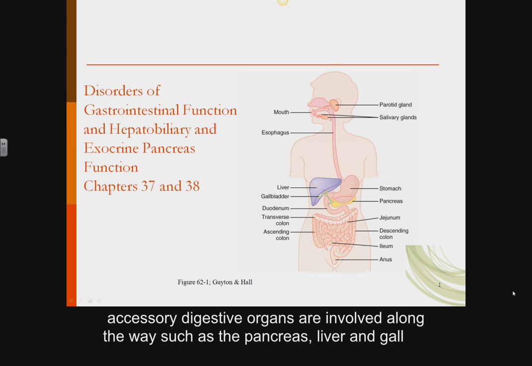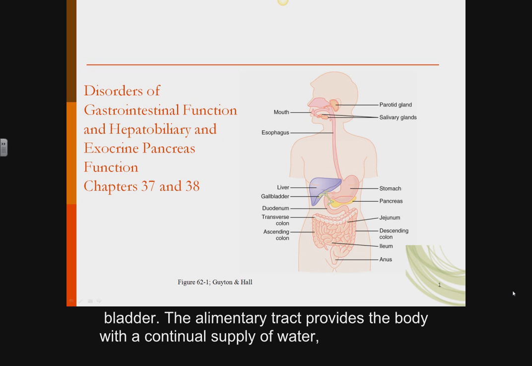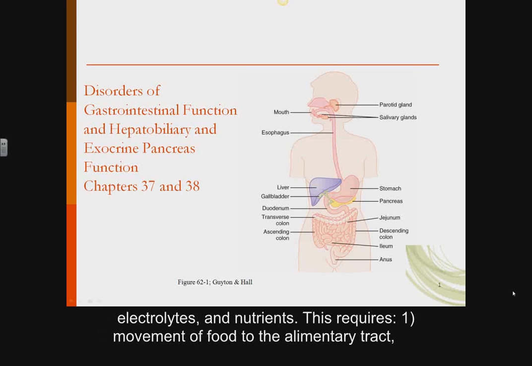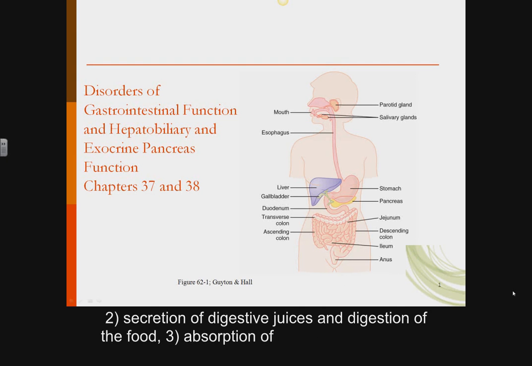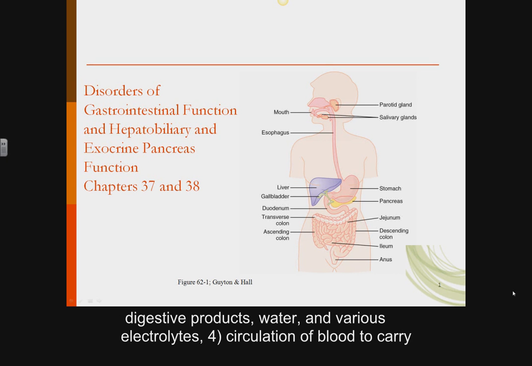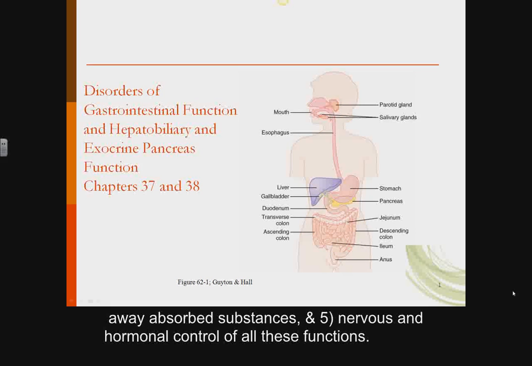The alimentary tract provides the body with a continual supply of water, electrolytes, and nutrients. This requires 1. Movement of food to the alimentary tract and through it. 2. Secretion of digestive juices and digestion of the food. 3. Absorption of digestive products, water, and various electrolytes. 4. Circulation of blood to carry away absorbed substances. And 5. Nervous and hormonal control of these functions.